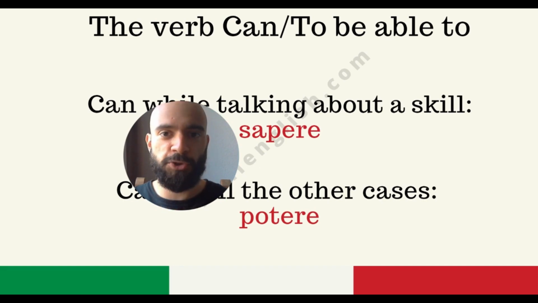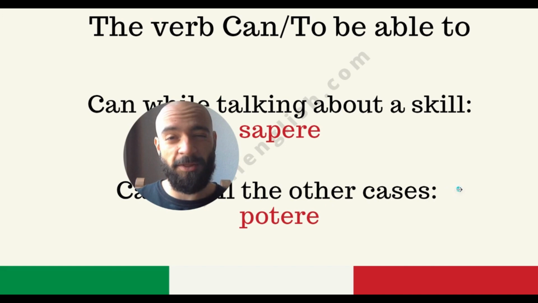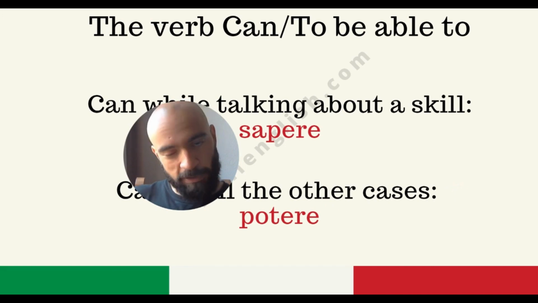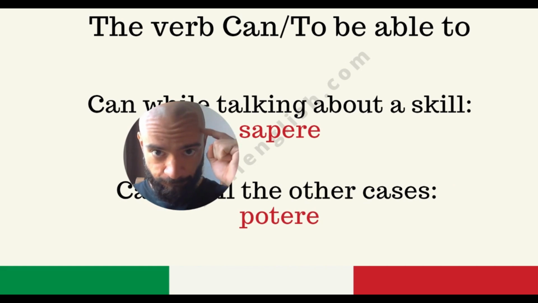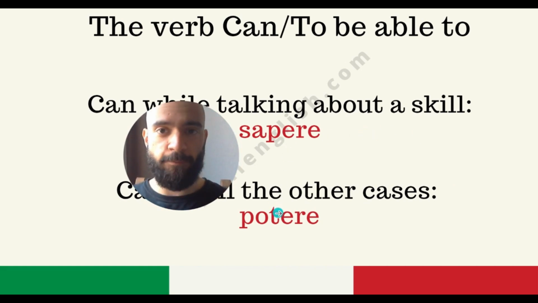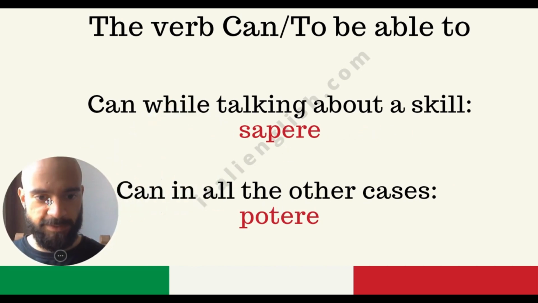Please make sure you absorb the difference between sapere and potere. Sapere is can with skills, and potere is can in all the other cases. To be honest, there is a third case scenario which we'll discuss in the future, not right now. Right now, stick to this. Stick to sapere and potere. Okay, so let's carry on here.